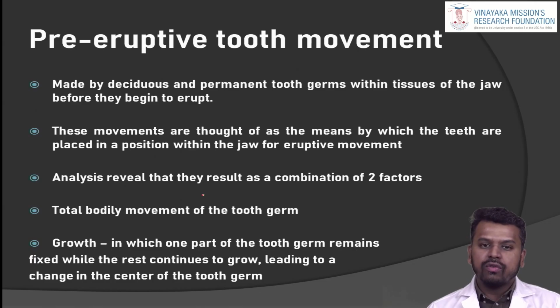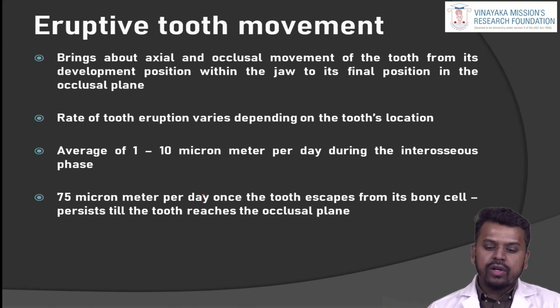These movements are thought of as the means by which the teeth are placed in a position within the jaw for eruptive movement. Analysis reveals that they result from a combination of two factors. What are the two factors? Total bodily movement of the tooth germ, and growth, in which one part of the tooth germ remains fixed while the rest continues to grow, leading to a change in the center of the tooth germ. Eruptive tooth movement brings about axial and occlusal movement of the tooth from its developmental position within the jaw to its final position in the occlusal plane.